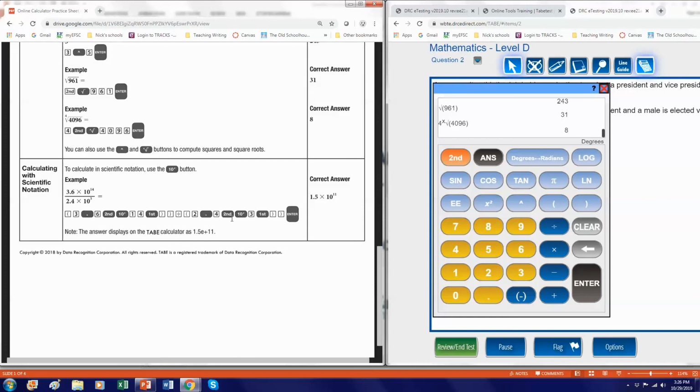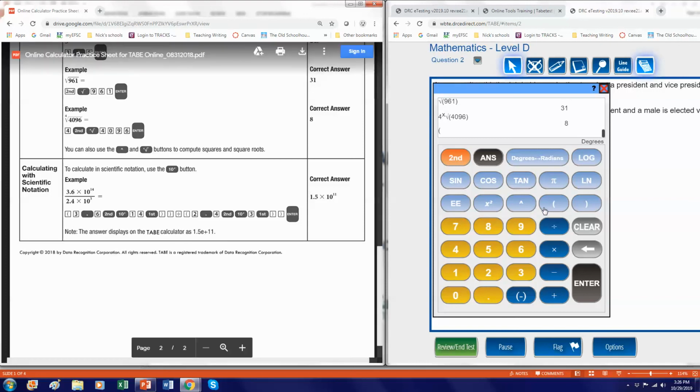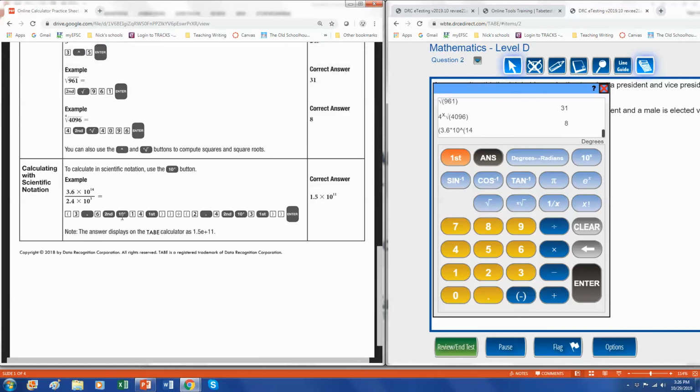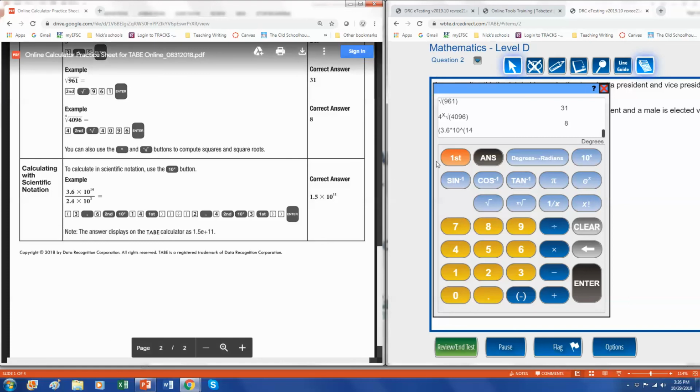Okay, so we have opening parenthesis, 3.6. And then I always put a multiplication here because it's just a force of habit for me. And then I would do 10 to the 14. If you look at the calculator, they don't put a times there in between their 10 to the power of, but I always do. It's just a force of habit for my calculators that I've had throughout all my schooling. And then I do that. I'd put the division in there.